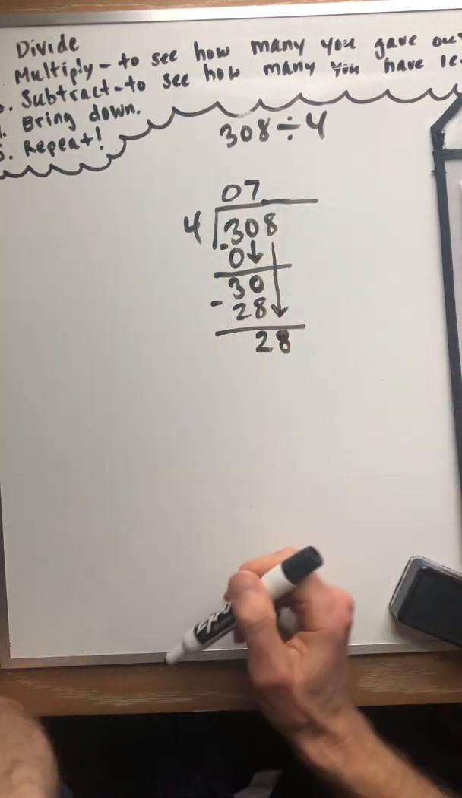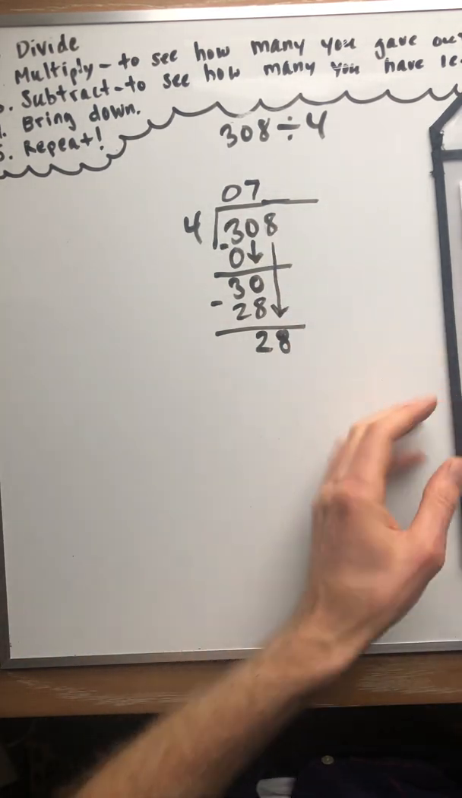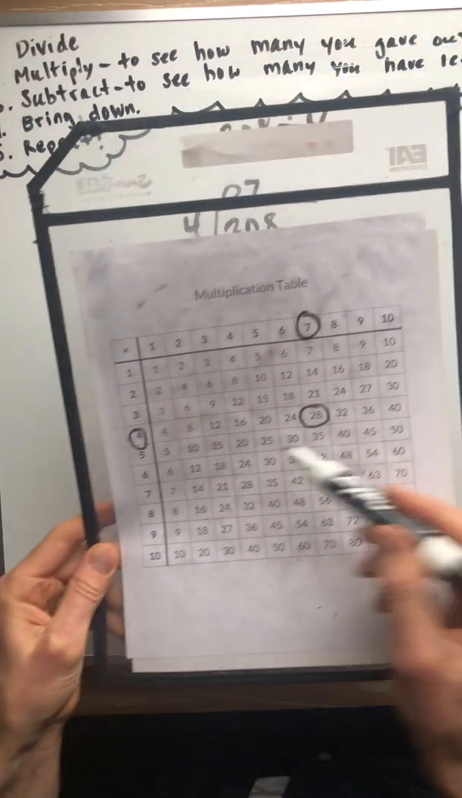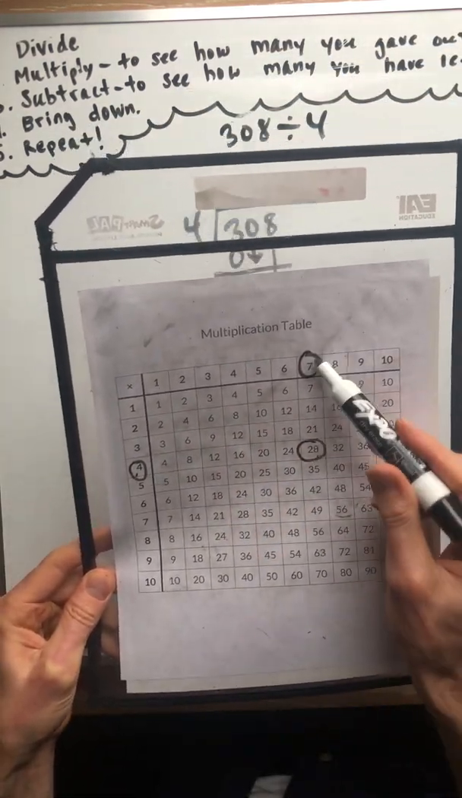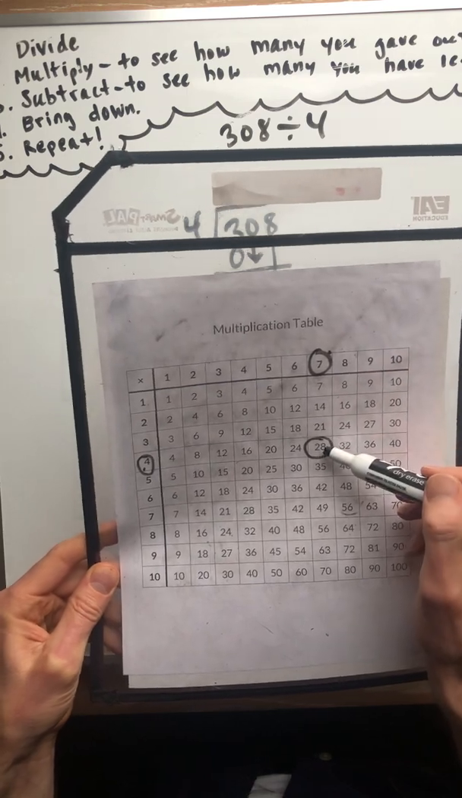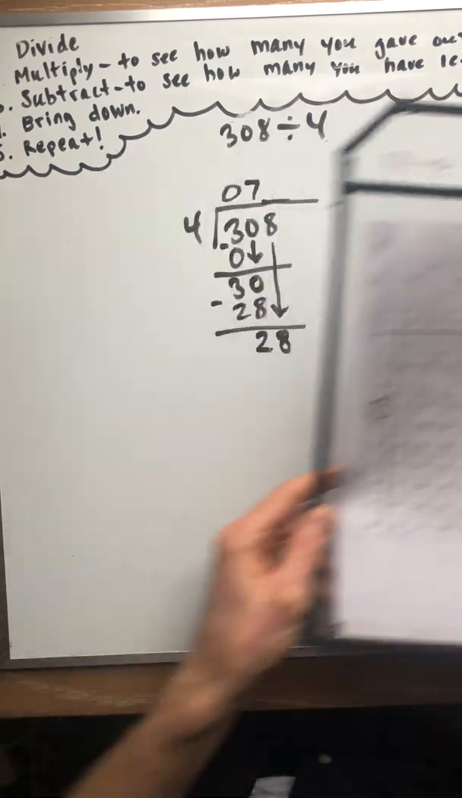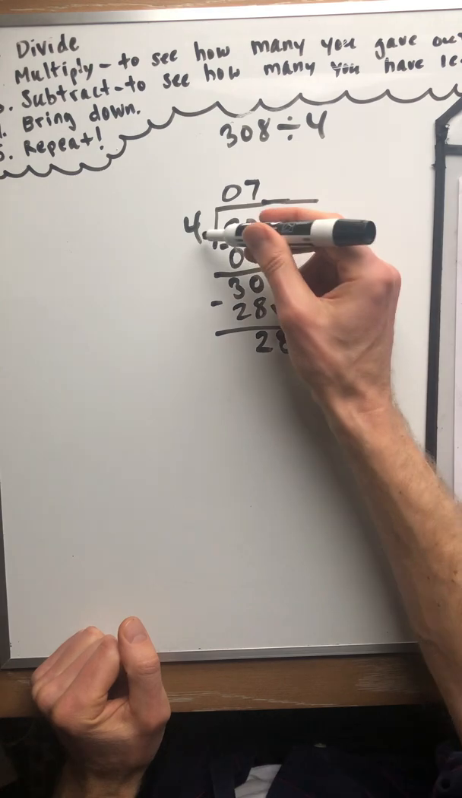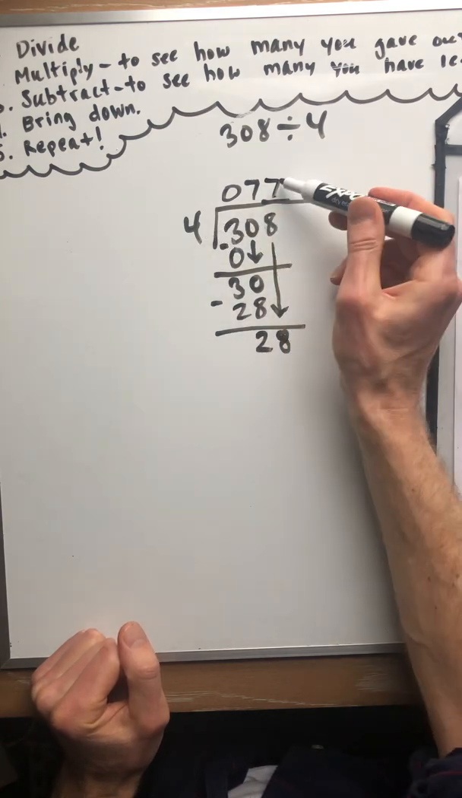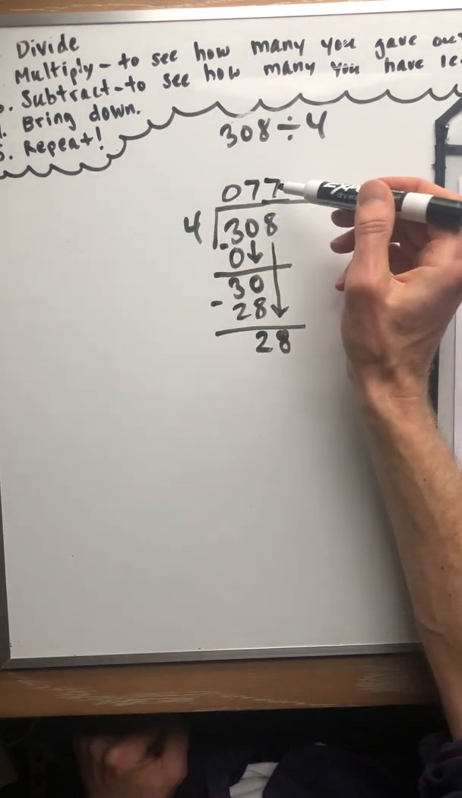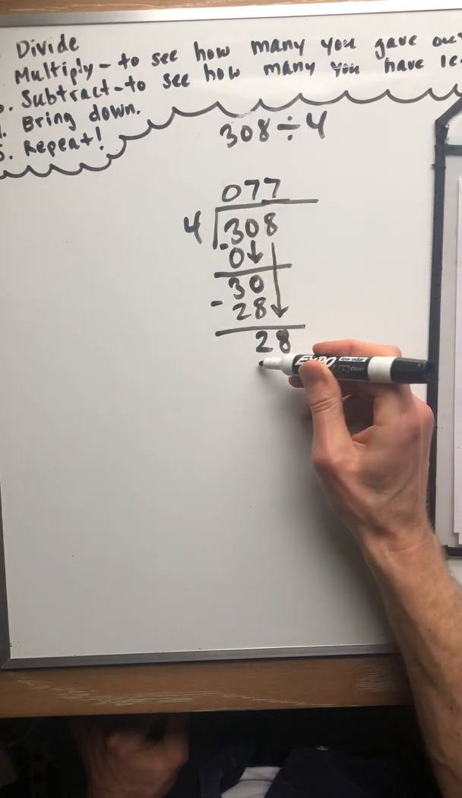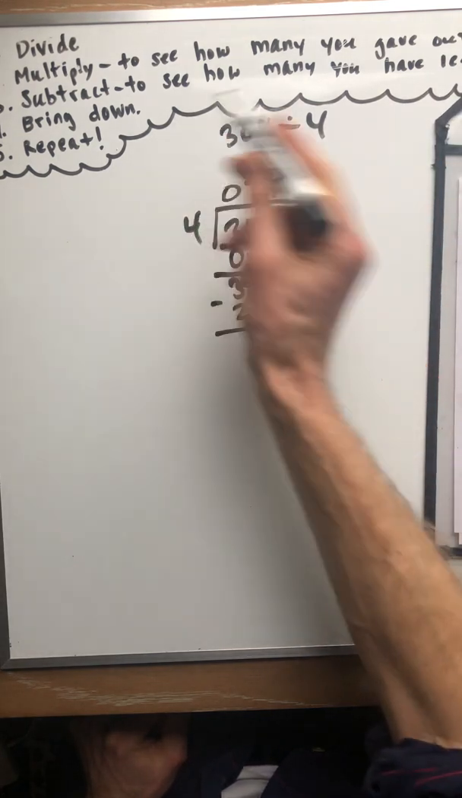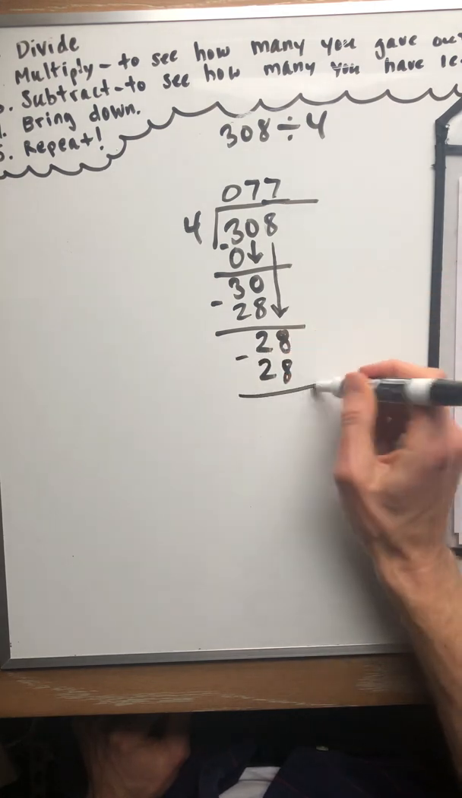28 divided by 4, what's that? Didn't we just talk about that? Oh yeah, it's 7. 4 times what is 28? 7. 28 divided by 4 is 7. And now we multiply to see how many she gave out. She gave out 7 times 4 is 28. You write that down below it. Subtract to see how many she has left. 28 minus 28 is 0.